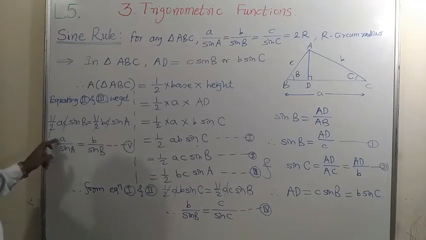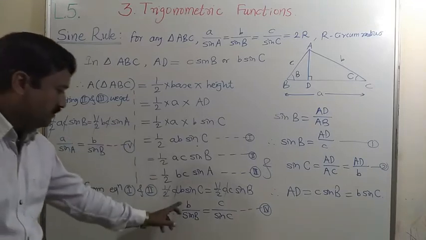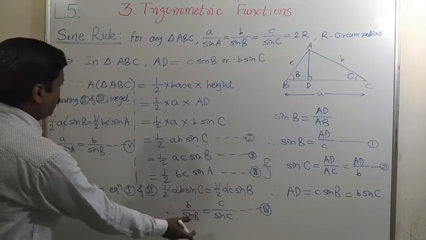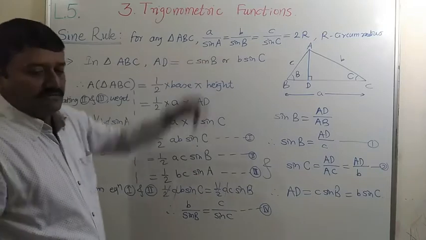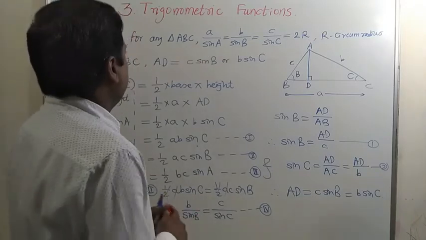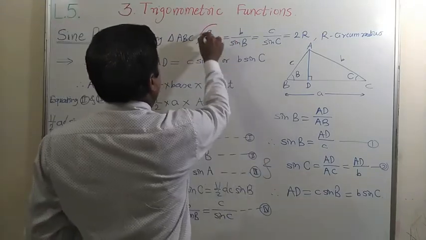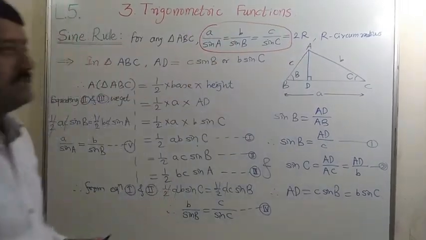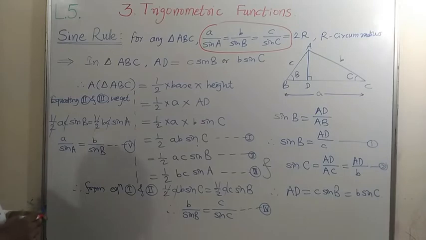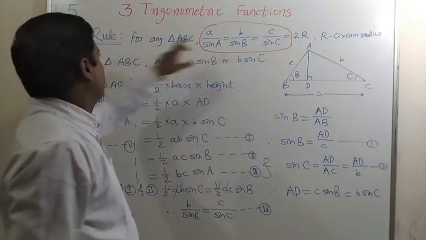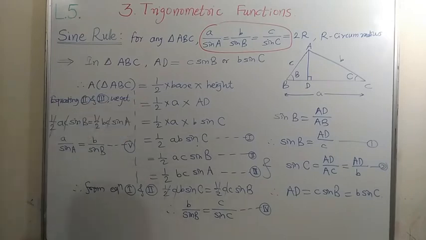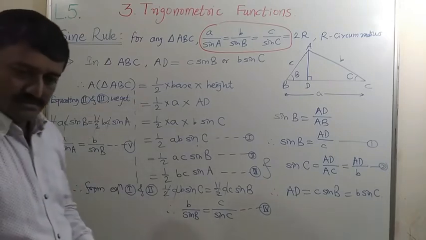So here a upon sin A equals b upon sin B, and b upon sin B equals c upon sin C. So from equations number 4 and 5 we get our required result, that is a upon sin A equals b upon sin B equals c upon sin C. And this is known as the famous sine rule for triangle ABC. Okay, this part is very easy to prove.